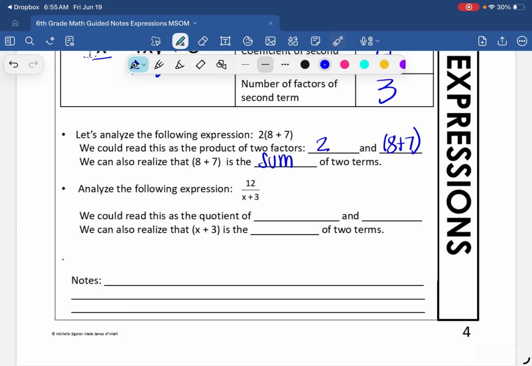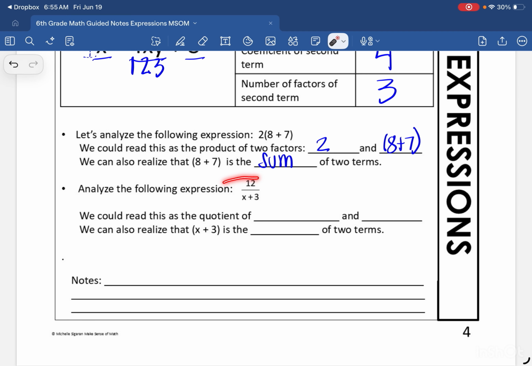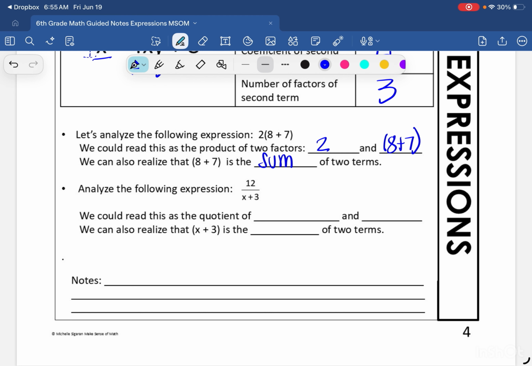Analyze the following expression, 12 divided by x plus 3. We could read this as the quotient of 12 and x plus 3. We could also realize that x plus 3 is the sum of two terms.